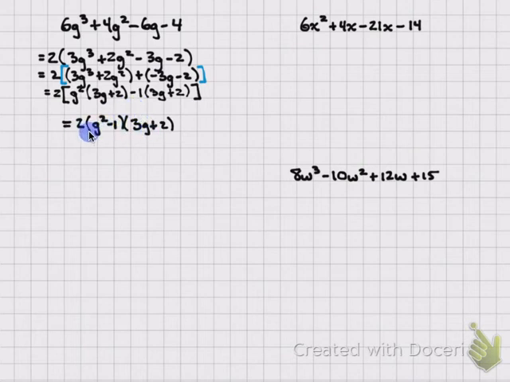One of our groupings is g squared minus 1, and this is a difference of squares. So we can factor even further. In general, whenever we're factoring these polynomials, we've got to keep on factoring until we can't factor anymore. This factors as g plus 1 times g minus 1. So our real final factorization is 2 times the quantity of g plus 1 times g minus 1 times 3g plus 2.